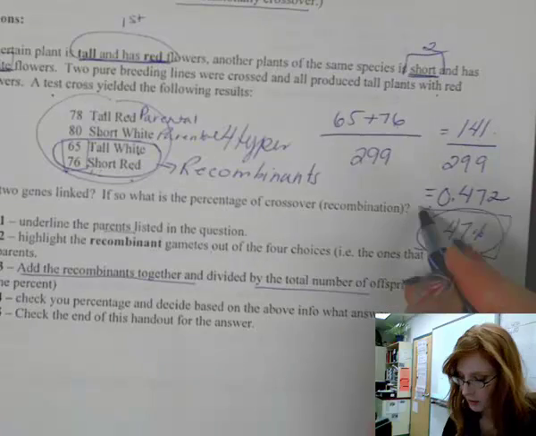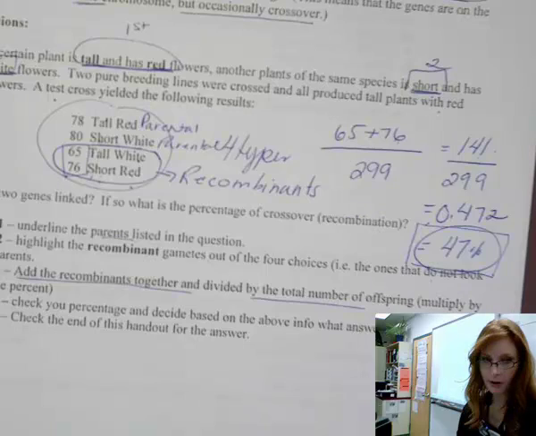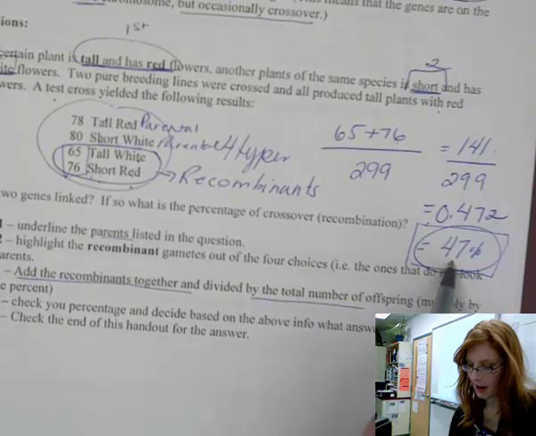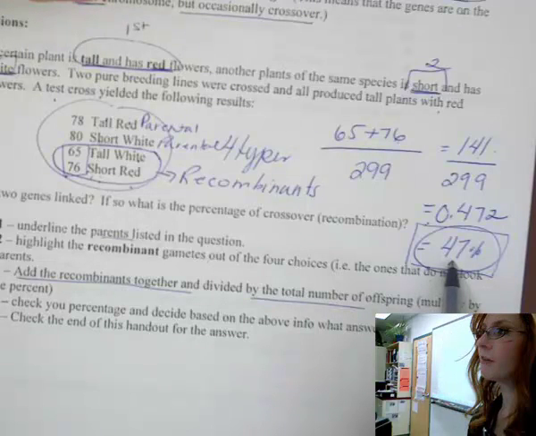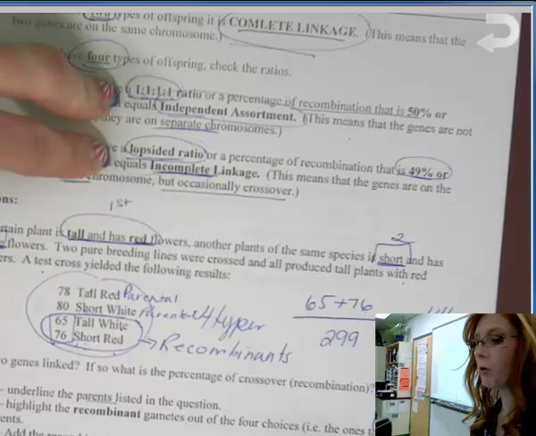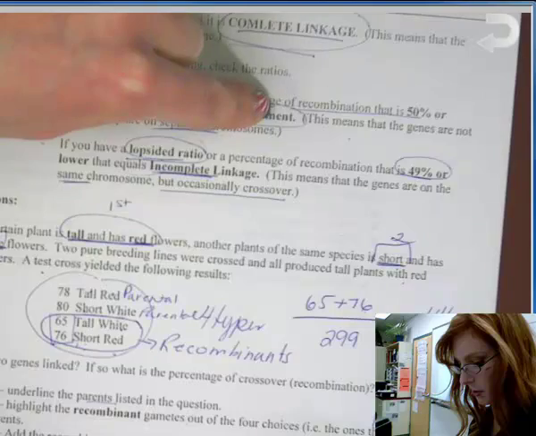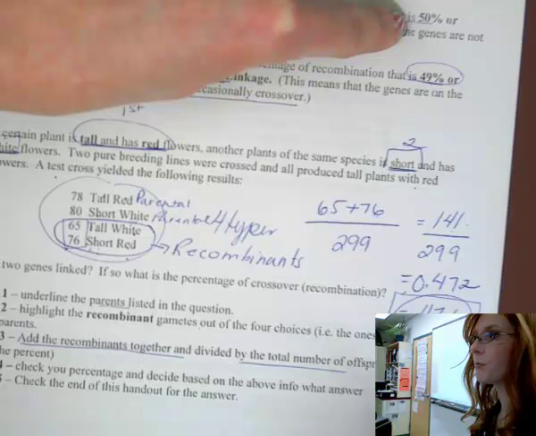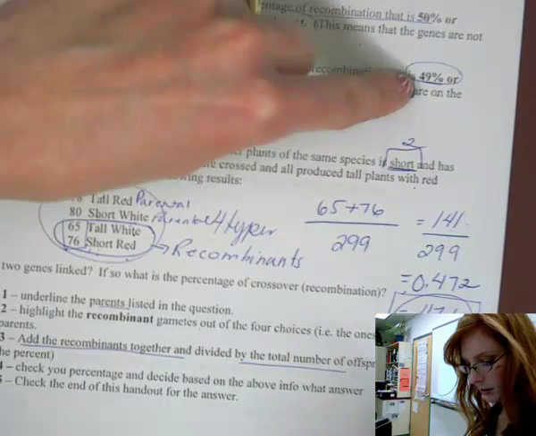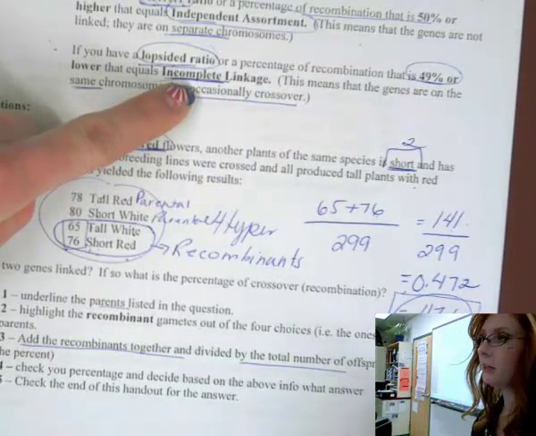So if we are at 47%, we go back to here and we say we couldn't decide if it was the 1-to-1-to-1-to-1 ratio or the lopsided ratio. Now, if it's that independent assortment and these are truly on different chromosomes, my percent of recombination will be 50% or higher. Is it higher than 50? So that means that it's the lopsided ratio that's 49% or lower. Therefore, these two genes are incompletely linked.